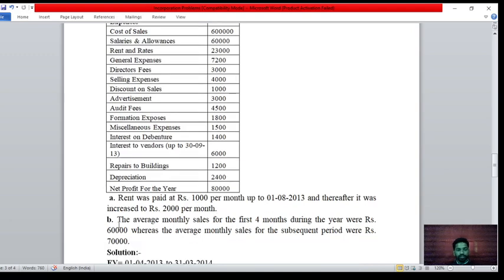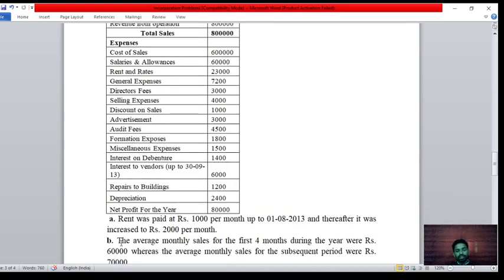Next, the average monthly sales for the first 4 months during the year were rupees 60,000, whereas the average monthly sales for the subsequent period were rupees 70,000. So the prior period will be 4 months, with each month at rupees 60,000, and the further 8 months at 70,000 per month. Now we will try to understand the solution.